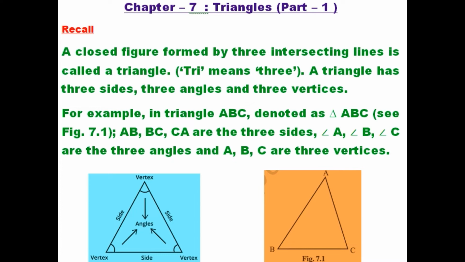For example, a triangle ABC is denoted with the triangle symbol, then ABC. You see in the figure, ABC is a triangle. AB, BC, CA are three sides. Then angle A, angle B, angle C are three angles. Then A, B, C are three vertices.